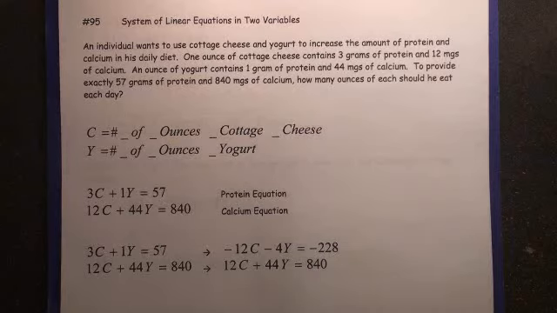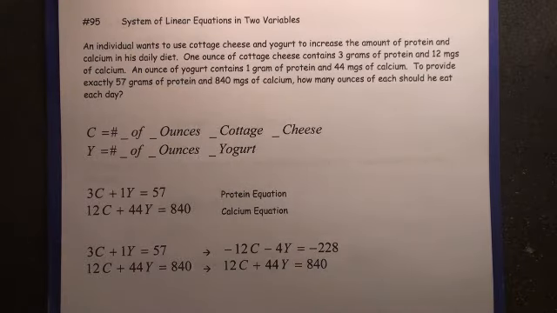Number 95, systems of linear equations in two variables. This video is going to be broken up into multiple pieces. We're going to take this word problem here, and feel free to press pause and read it. But what we're going to do is solve this problem by the elimination method.